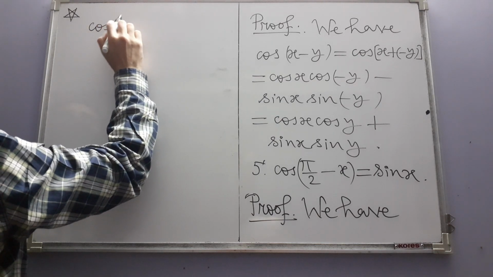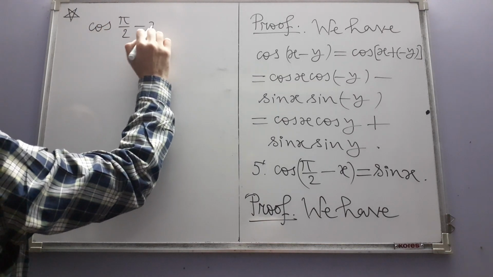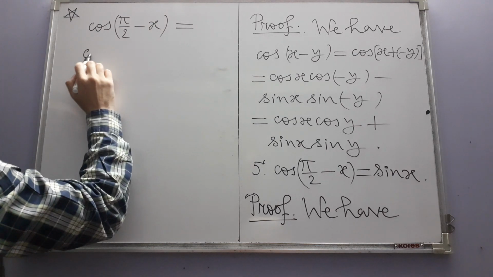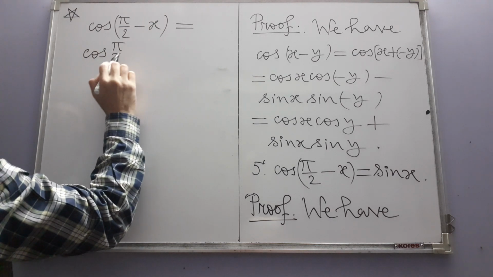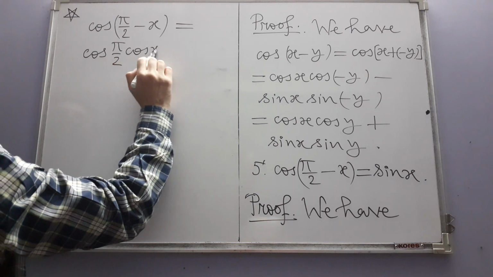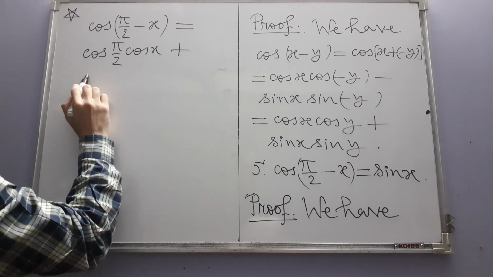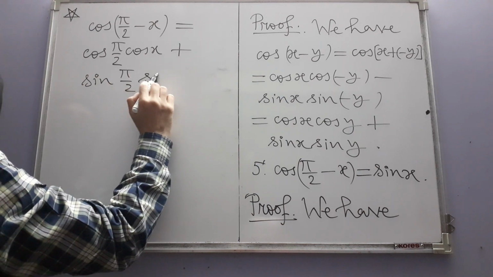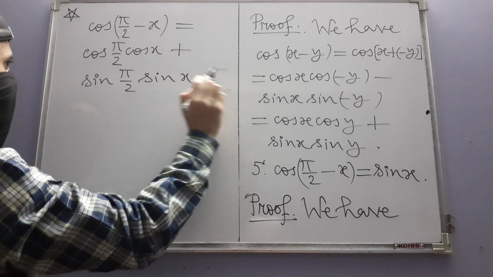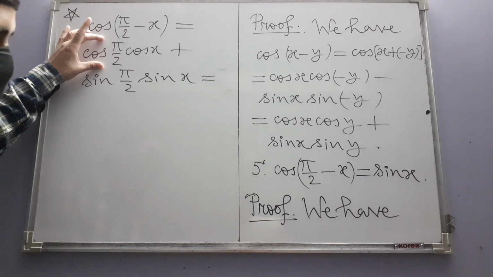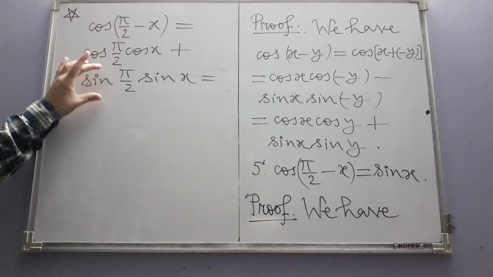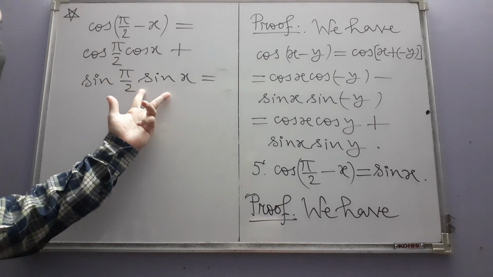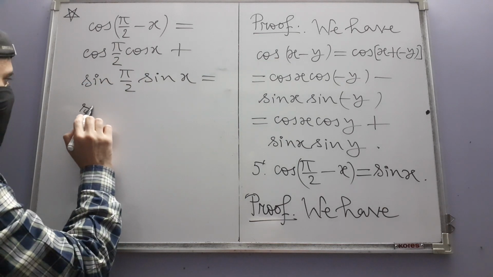Cos of pi over 2 minus x. So this is cosine of pi over 2 cosine of x plus sine pi over 2 sine x. Cos pi over 2 is 0. Sine pi over 2 is 1. So this term vanishes and this term becomes sine x.